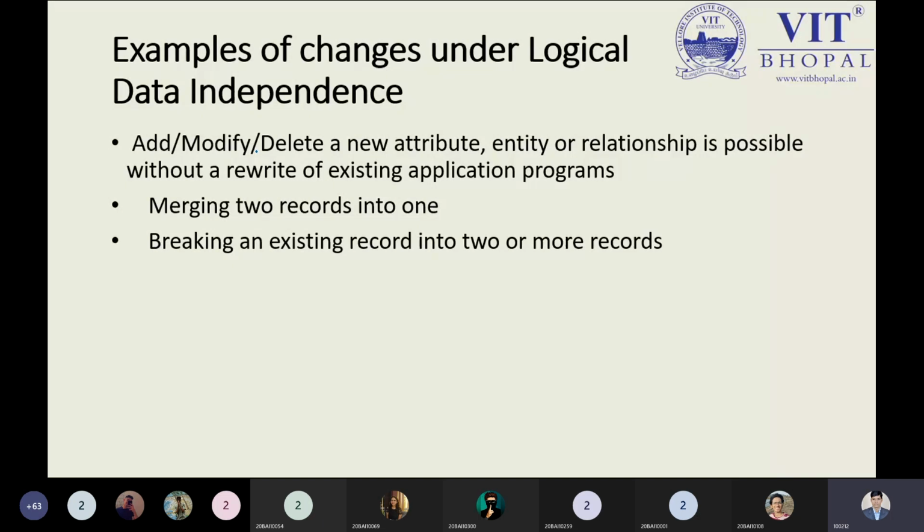It is just an example of two students who have the same father's number or the same address. It seems that both are the brother and sister of each other. So we can combine the records of such students into a merging pattern. Of course, that is also possible. So if I'm merging both students' records in my database, then what happens? Other details should not be lost. If they are lost, then I am not following the logical data independence. And breaking an existing record into two or more records, of course, is also possible. It is just an example like this one.